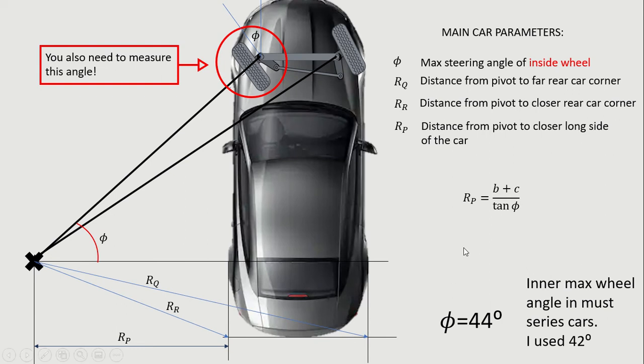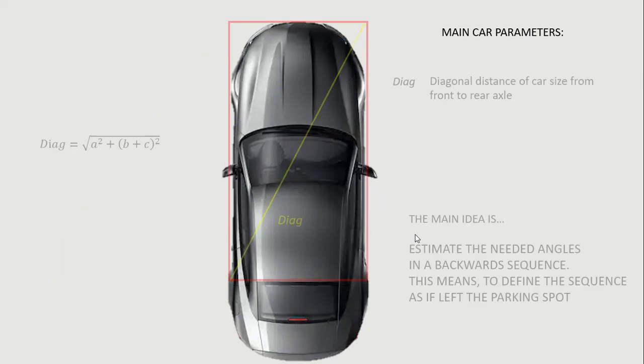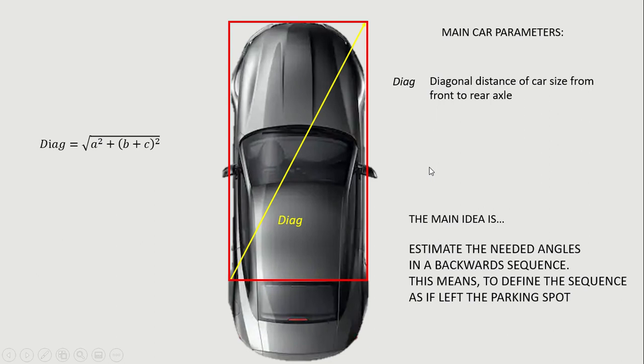So it's a value about that. Also, I need to know the distance from the pivot point to the corners of my car box, the front and the rear. Then there is the diagonal, which is a main parameter for this method. I must know that distance from the rear axle to the front of my car. This is a different size of my car box, and I need to know this diagonal. I will show you why.